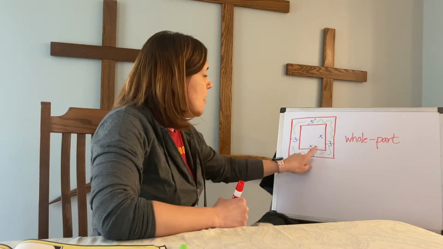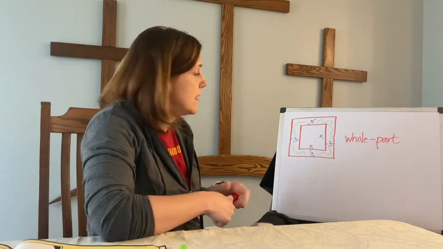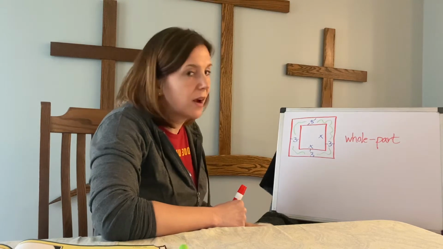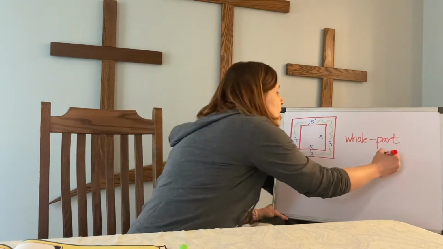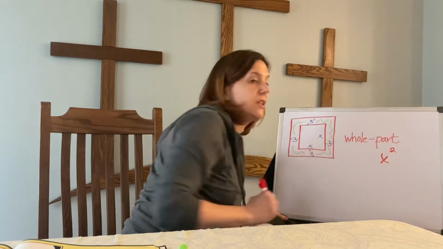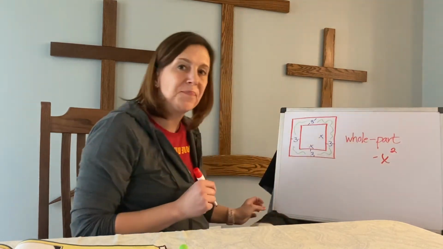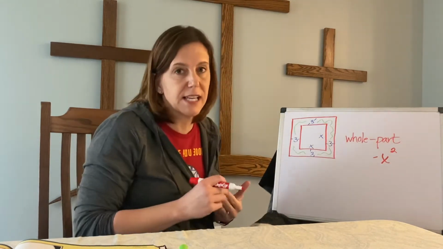I noticed, first of all, that the area of the inside square is x times x. So I find the area of a square, I square it. So I would call it that. So my part that I'm going to subtract eventually is x squared. That's the easy part. The harder part is figuring out what's the area of everything all together.